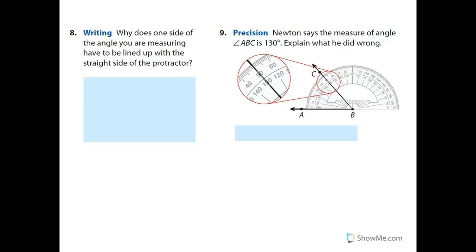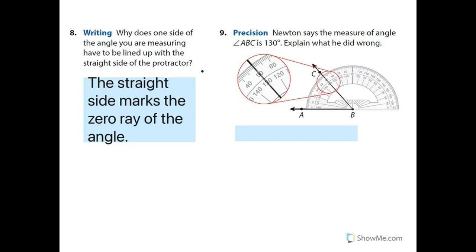Let's go on to number 8. Why does one side of the angle you are measuring have to be lined up with the straight side of the protractor? Here's what I'm going to say. The straight side marks the 0 ray of the angle. So this ray right here is the 0 ray of the angle, and that's why we line it up there.